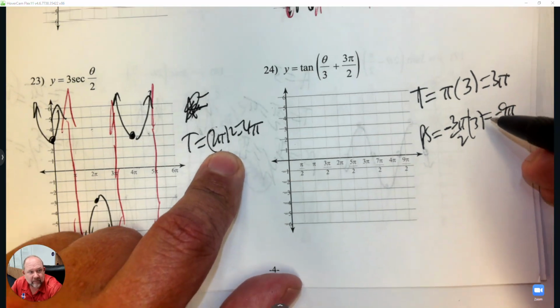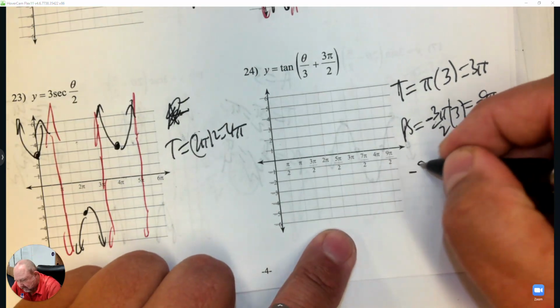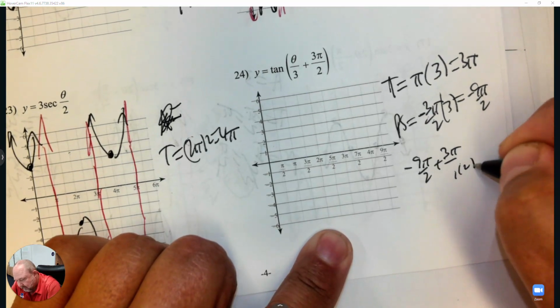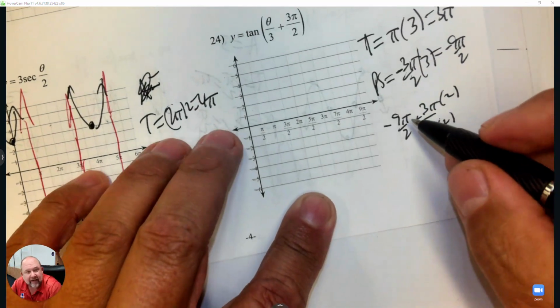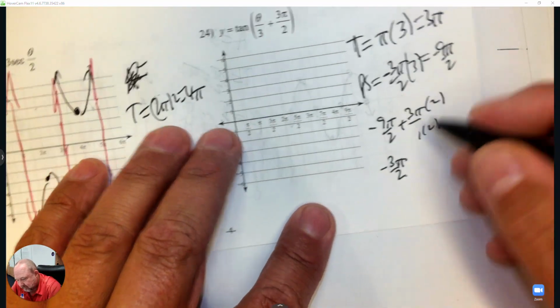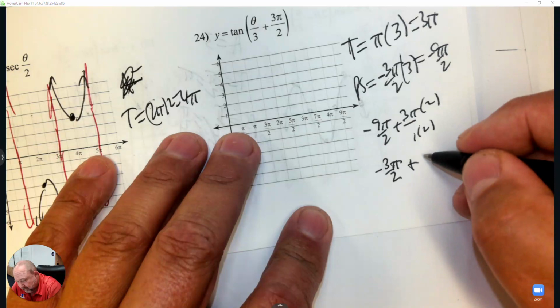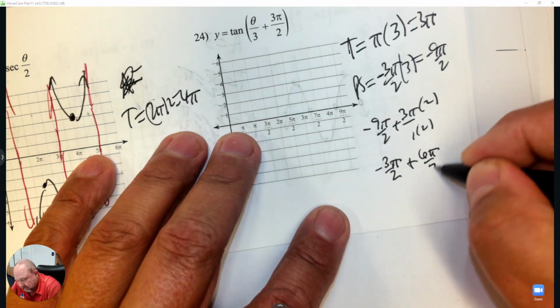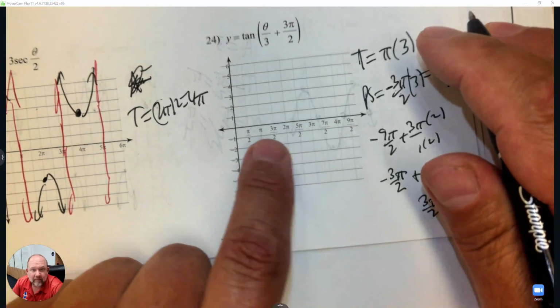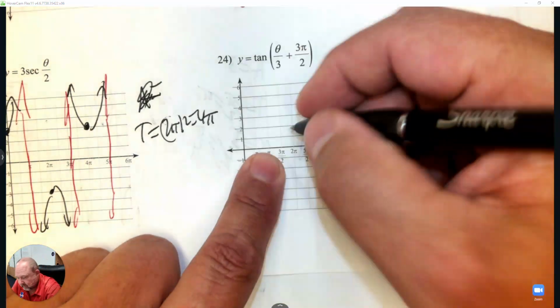And then you add 3 pi to it. So let's do that. What's negative 9 pi over 2 plus 3 pi? So get common denominators. And I get negative 9 plus 6, which is negative 3 pi over 2. Still off my graph. So I'm going to add again another period, which is 6 pi over 2, and I get 3 pi over 2. So I'm going to start there. I'm going to start at 3 pi over 2, and it starts in the middle.